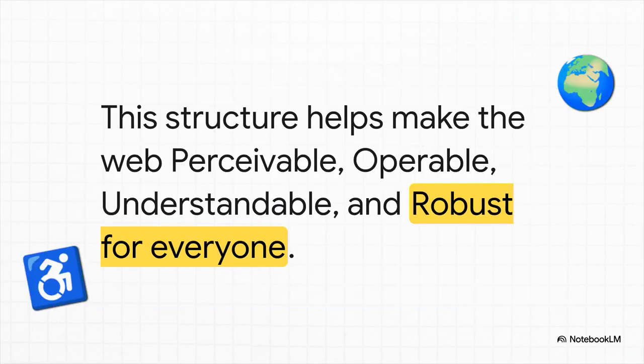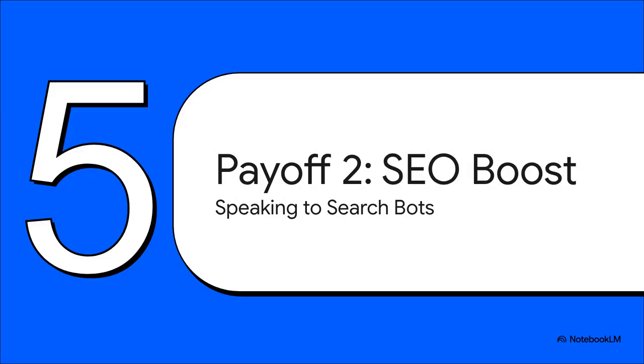And ultimately, this clear structure is the absolute cornerstone of web accessibility. For someone with a disability who's using a screen reader, a semantic layout is the difference between a website that's easy to navigate and one that's just an incomprehensible mess. It directly supports what we call the 4 principles of accessibility, making the web perceivable, operable, understandable, and robust for every single person. So that clarity doesn't just help humans.